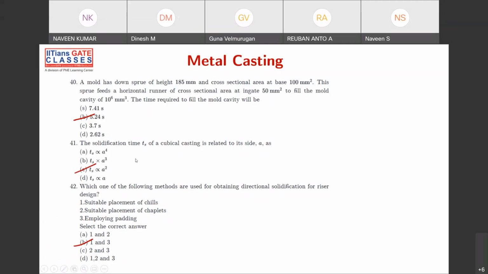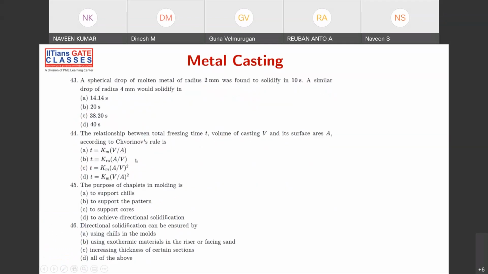Good. What about the next one? Next one, 43. I deliberately kept all these questions repeatedly because you don't want to make mistakes and you must not forget what we have discussed in the class. What is the 43rd question?